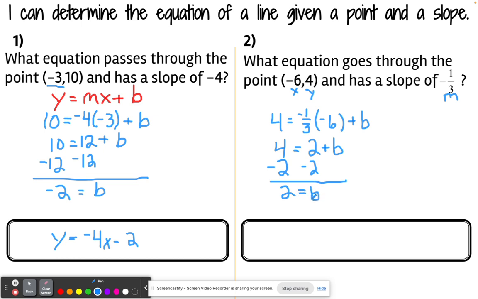So now we can write our equation in slope-intercept form. We know our m, we know our b. Y equals negative 1/3 x, and my b is a positive 2, so plus 2. Don't forget you can pause your video at any time to make sure you're up to date on your notes.